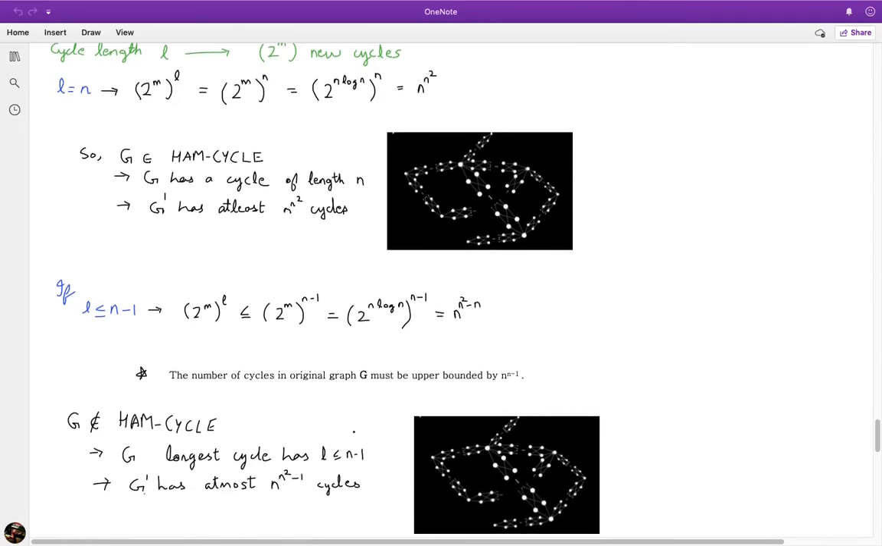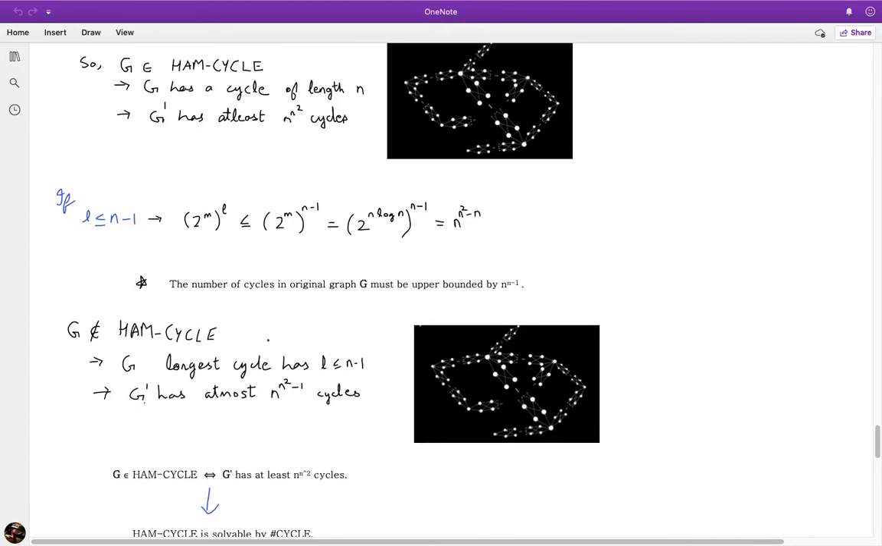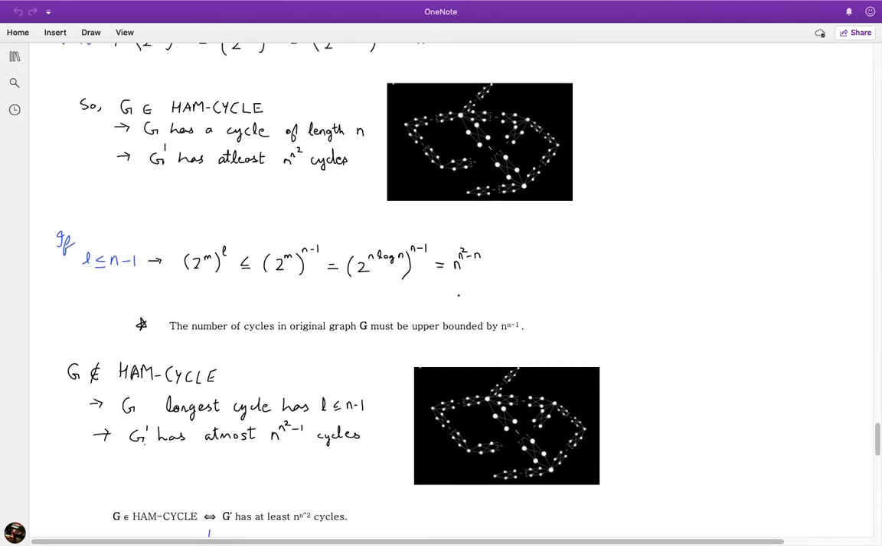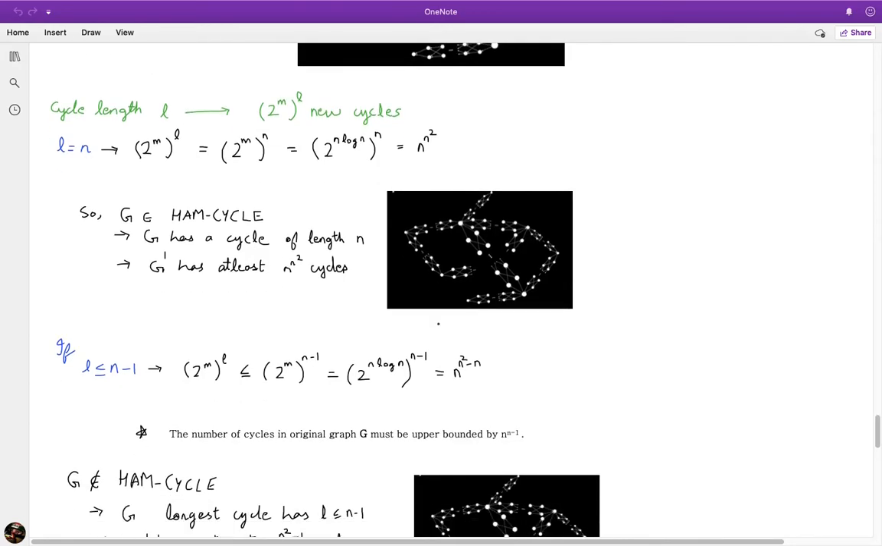And to do that, this is an important factor that we need to put in: the number of cycles in the original graph G must be upper bounded by n^(n-1), meaning the graph G cannot have more than n^(n-1) cycles in it. So using this fact here, we can show that even adding the additional cycles from graph G', we cannot cross the upper bound of n^(n^2).